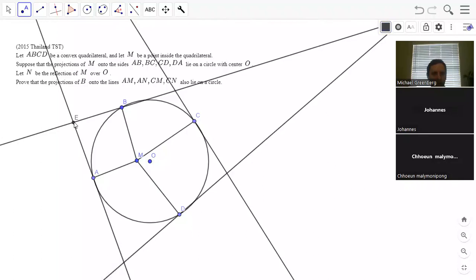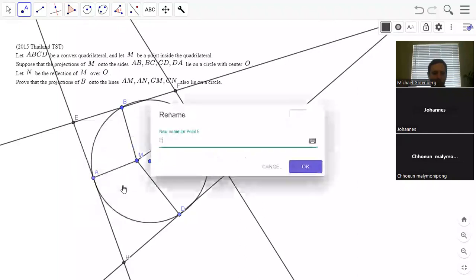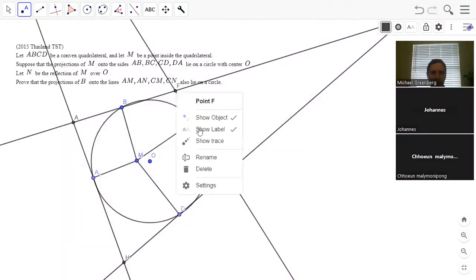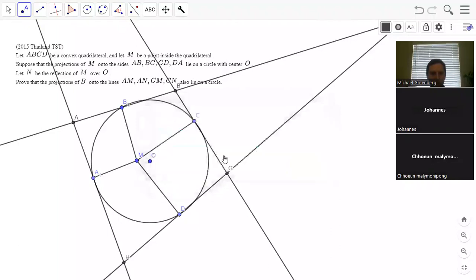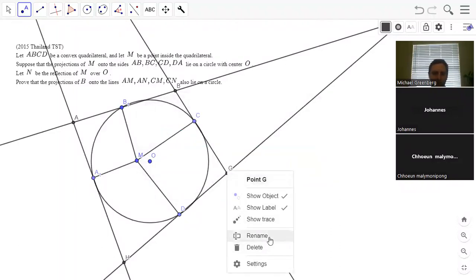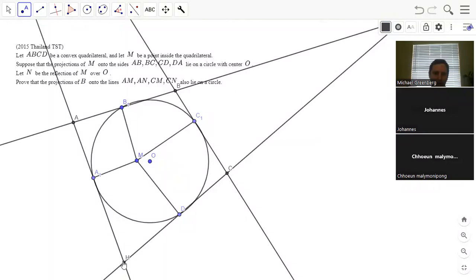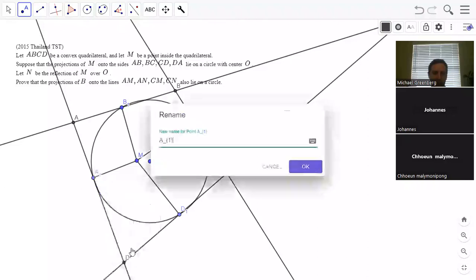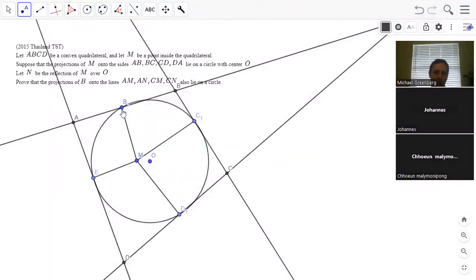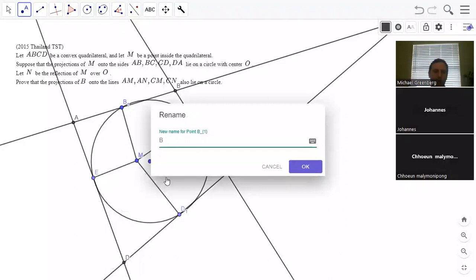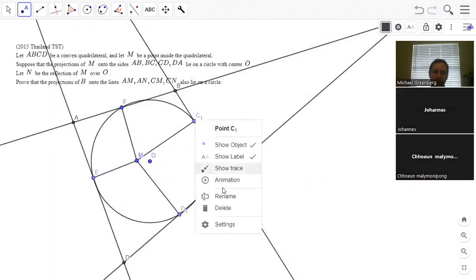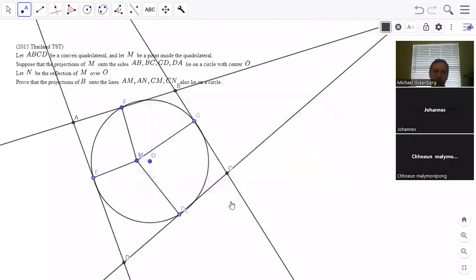So I have this, this, and then I rename them A, B, C, and D. So I'll call this A, B, C, and D. And those points I will call E, F, G, and H. And obviously we have a bunch of cyclic quadrilaterals.